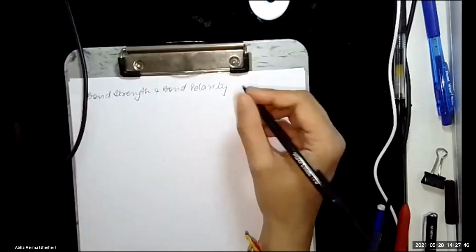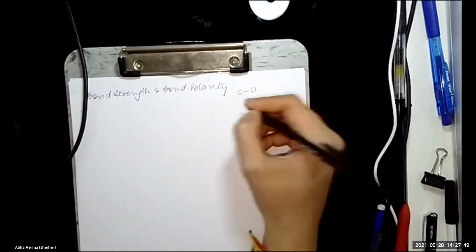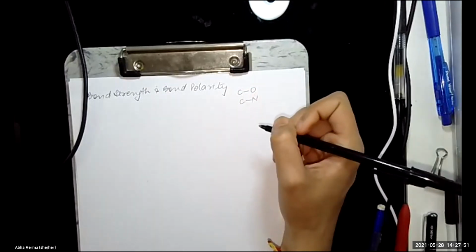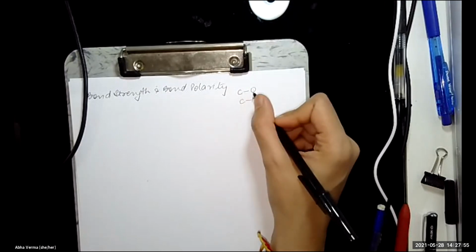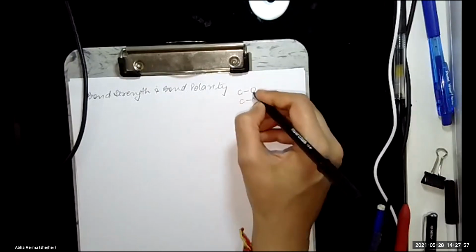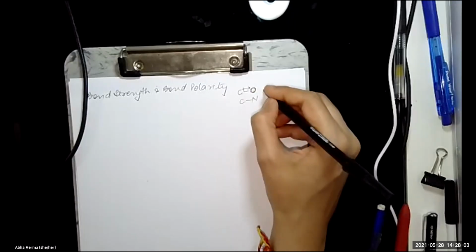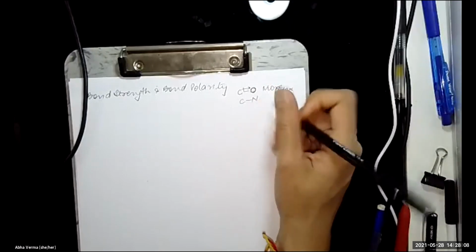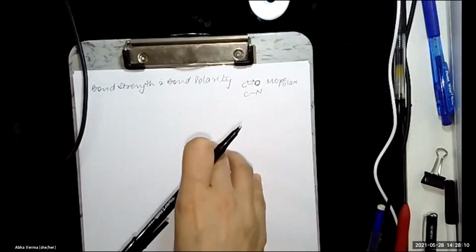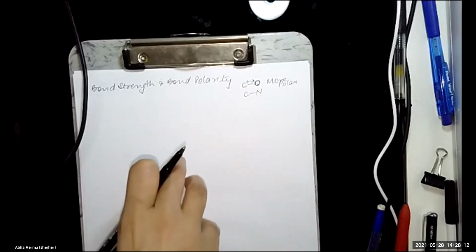So let me ask you again, who will be more polar, C single bond O or C single bond N? Who will be more polar? How do we decide polarity? We decide polarity on the basis of electronegativity. So oxygen is more electronegative, so it will be more polar than CN. And this is something that we will see on our IR spectra also.